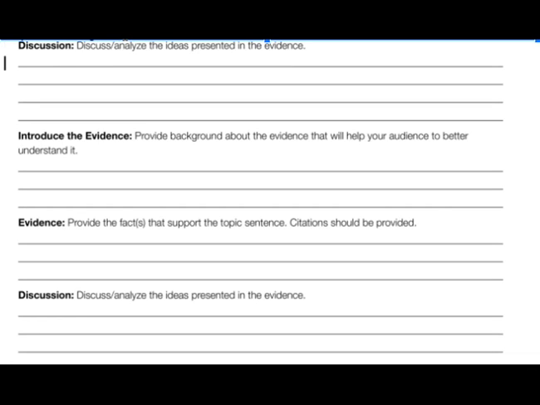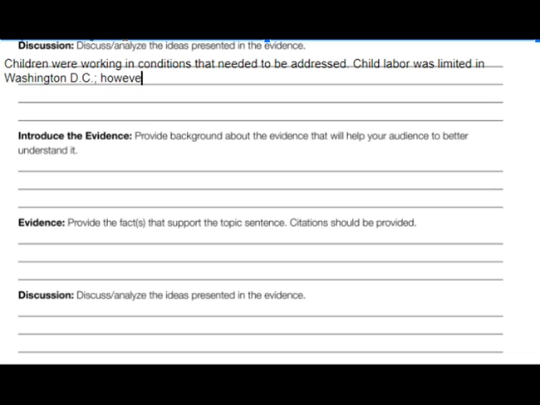Now, they were teenagers. Children were working in conditions that needed to be addressed. Child labor was limited in Washington, D.C. And if you remember from your T-chart, however, and this is where analysis comes in, you're kind of explaining why there might be another side. However, it was not limited throughout the United States.